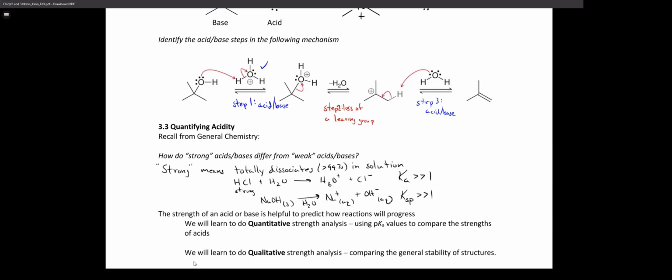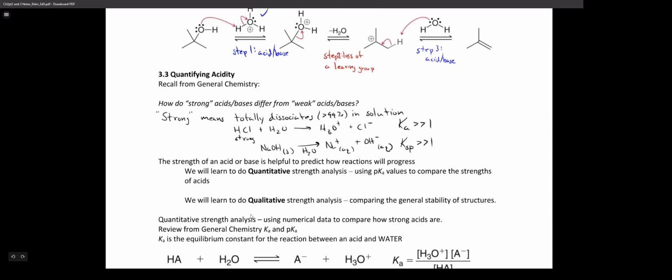But the idea here is there's almost no equilibrium. You put HCl in water, you don't have HCl anymore. You have hydronium and chloride. You put sodium hydroxide in water, you don't have sodium hydroxide, you have sodium ions and hydroxide ions. That's pretty much what that means. So quantitatively, it comes down to using these Ka and pKa values to compare the strengths.